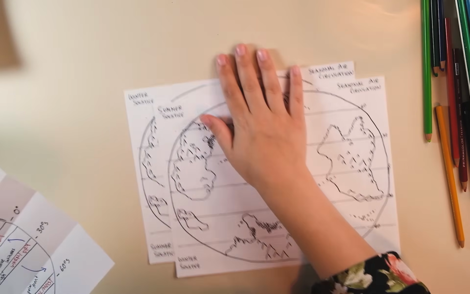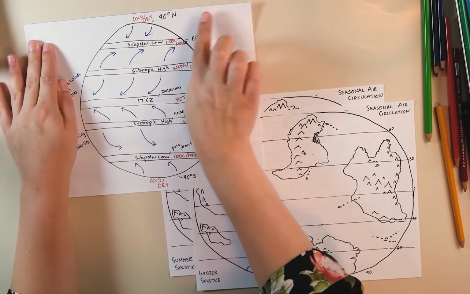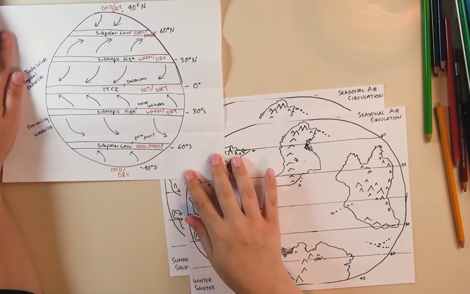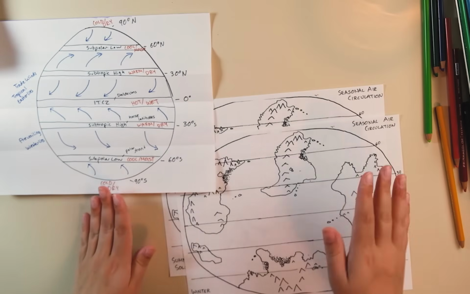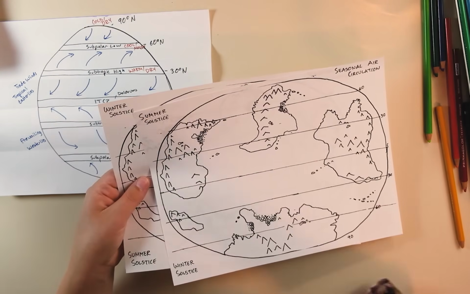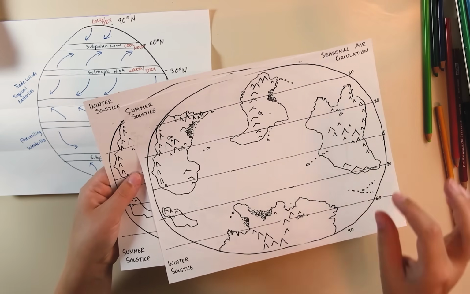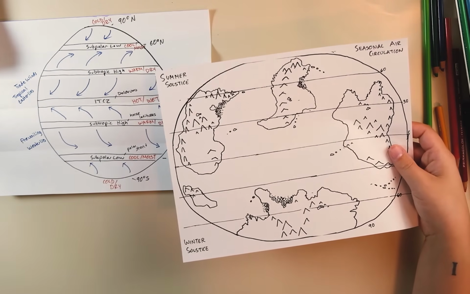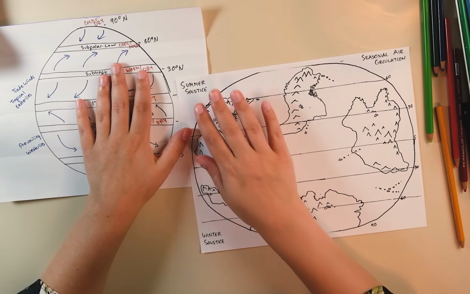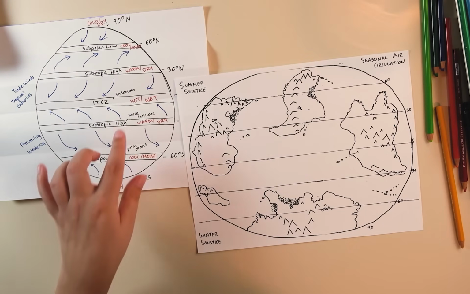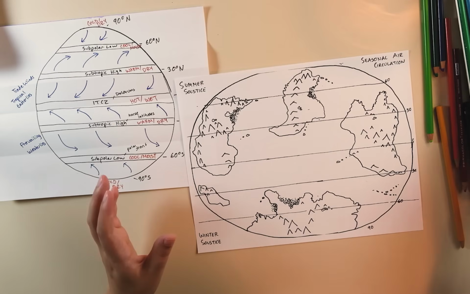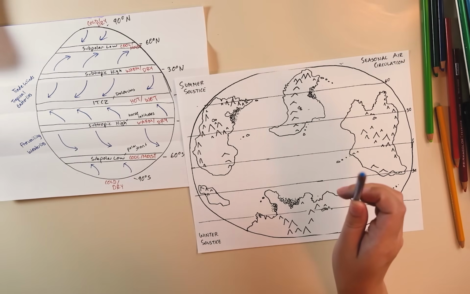Alright, so I'm going to get out my little cheat sheet here again, which I folded up to draw these lines, so just ignore that. But then we are going to want to start with the summer solstice in the northern hemisphere, so this map here. And we're going to start by drawing our ITCZ. And because the ITCZ is wet, let's use blue for this, so I'll get out a blue color.